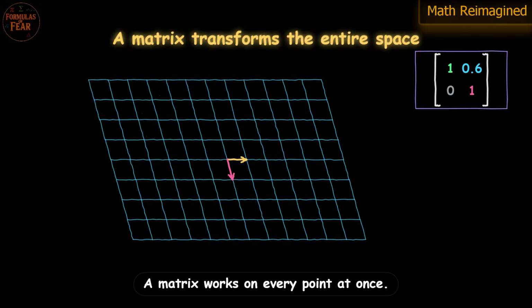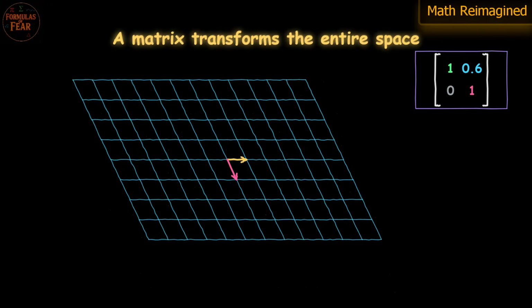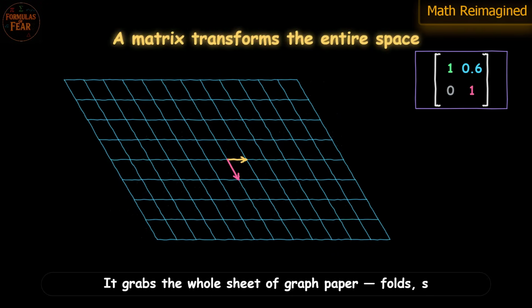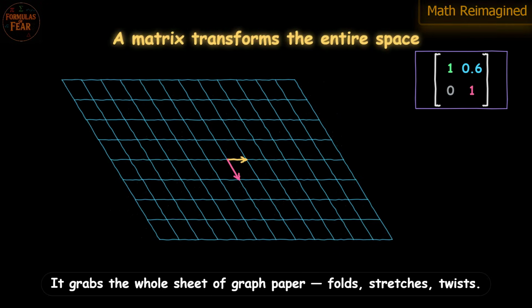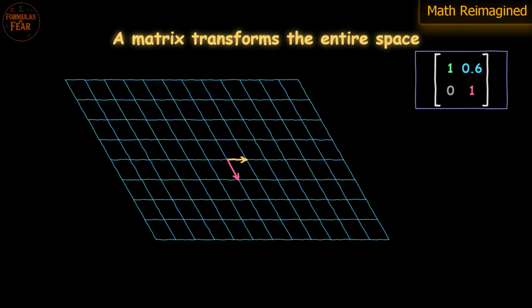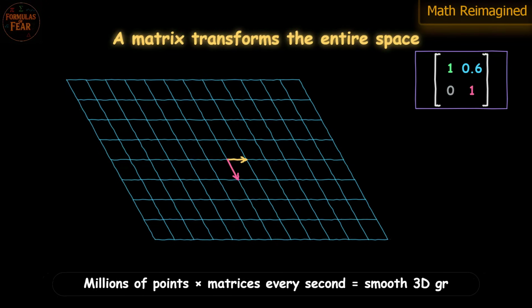Every point moves according to the exact same rule. This is the secret to 3D graphics in video games. Millions of points are multiplied by matrices every second to make the movement look smooth to you.